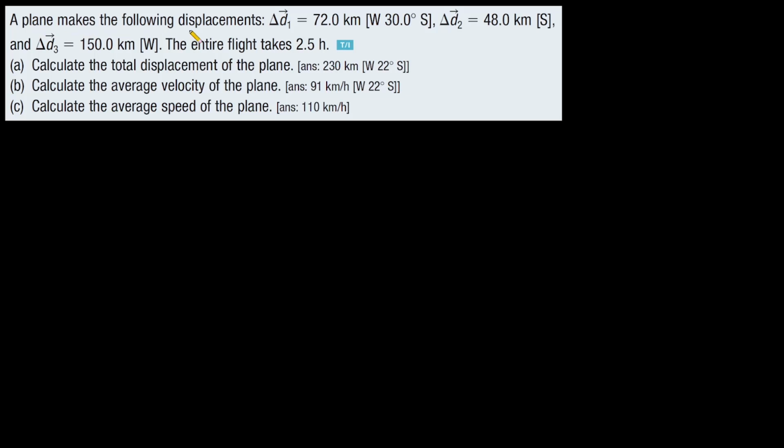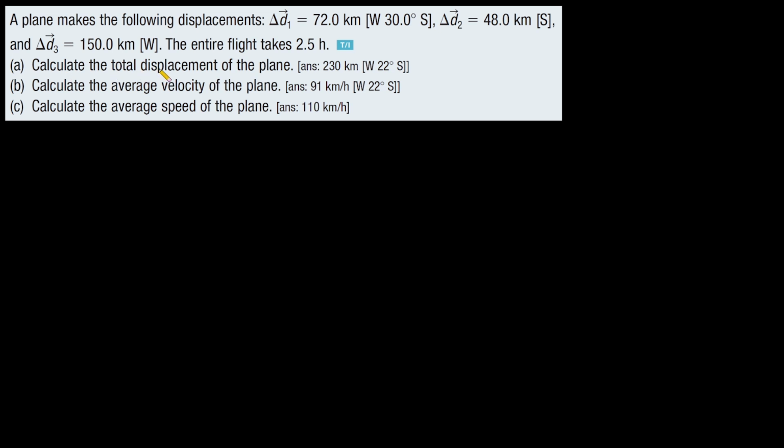Question. A plane makes the following displacements. Vector delta D1 equals 72 kilometers west, 30 degrees toward south. Vector delta D2 equals 48 kilometers south. And vector delta D3 equals 150 kilometers. The direction is west. The entire flight takes 2.5 hours.